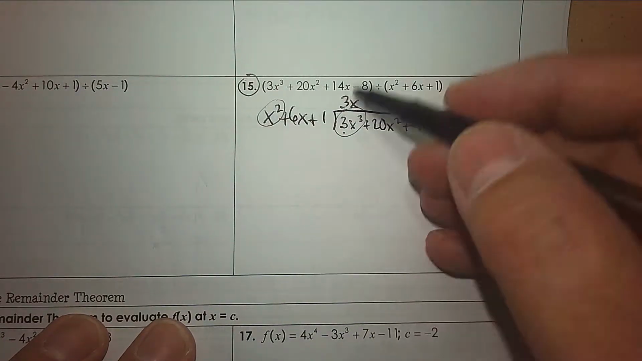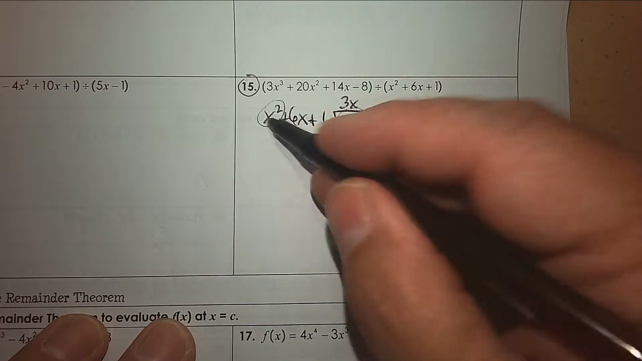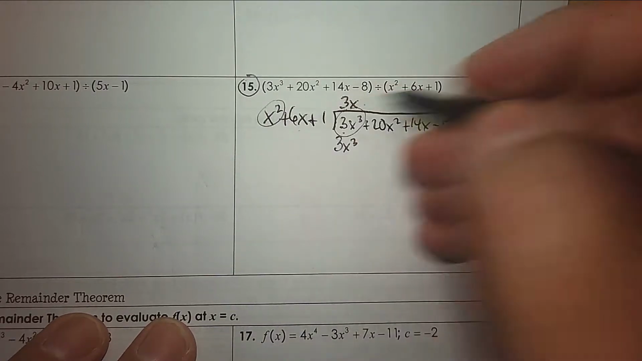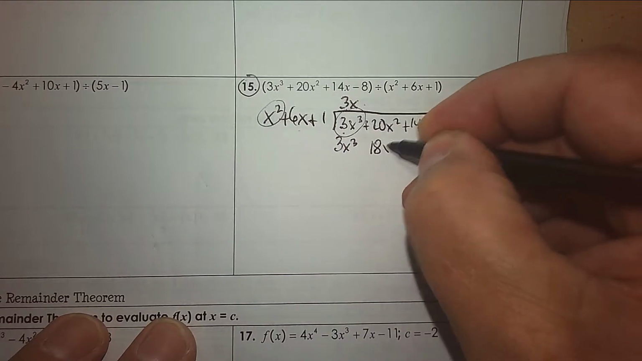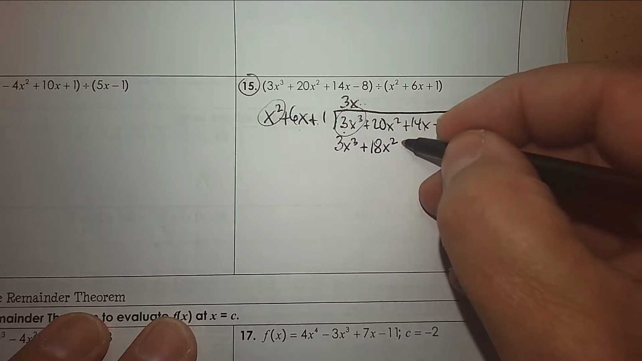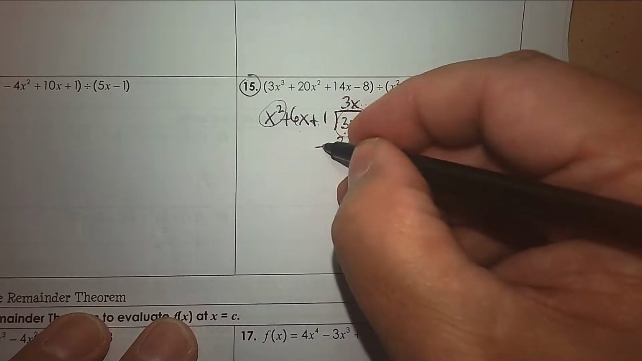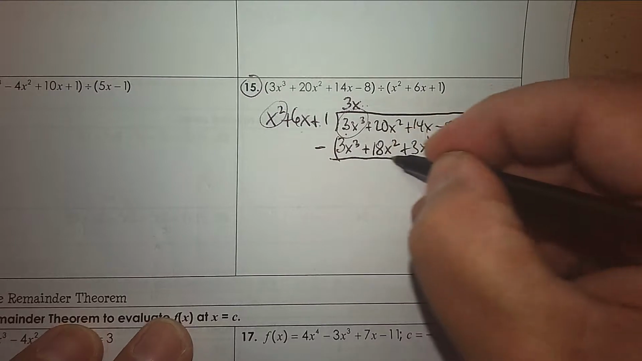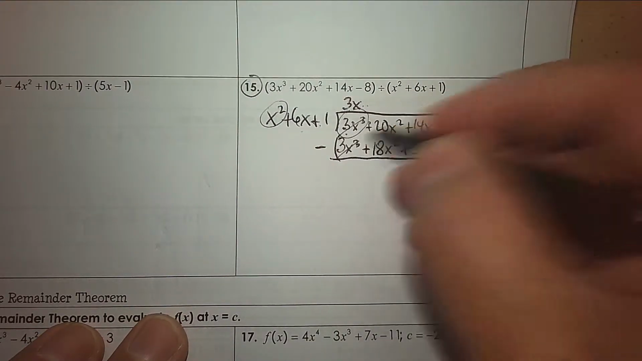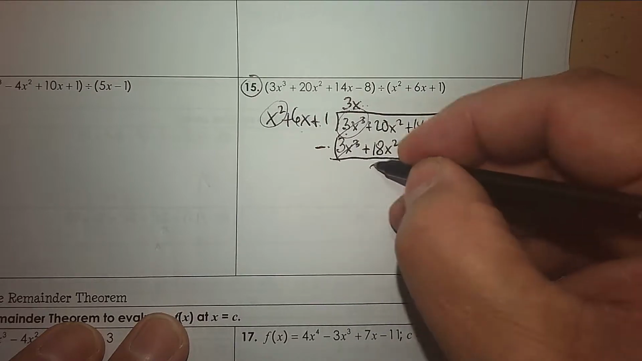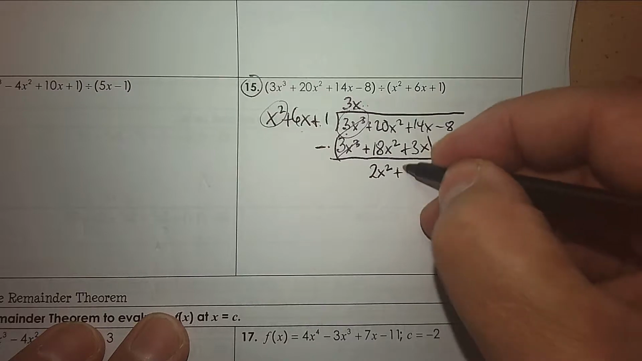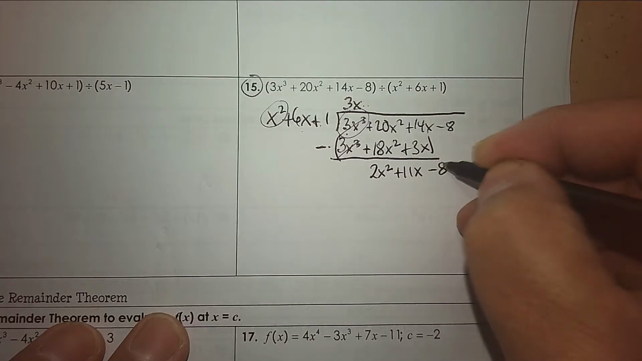Then we're going to multiply. So 3x times x squared is 3x cubed. 3x times 6x is 18x squared, and it's positive. 3x times 1 is 3x. Now if you're going to make a mistake, we know it's right here, when you subtract. So be careful. The leading term will cross out. 20 take away 18 leaves us with 2x squared. 14 take away 3 is 11, and then bring down the negative 8.